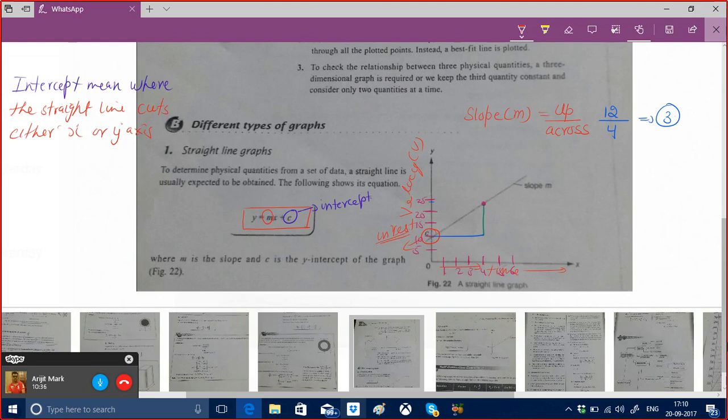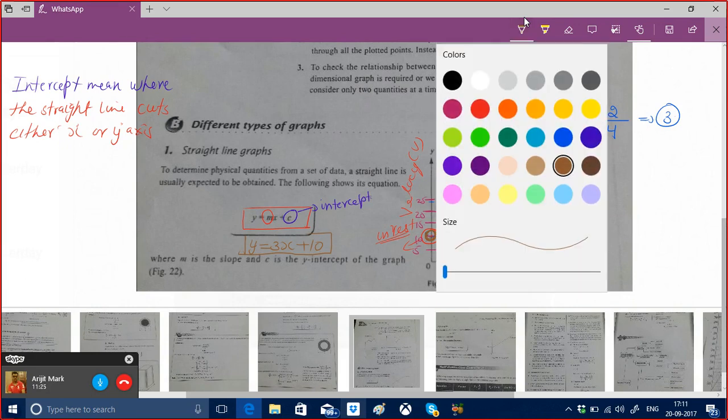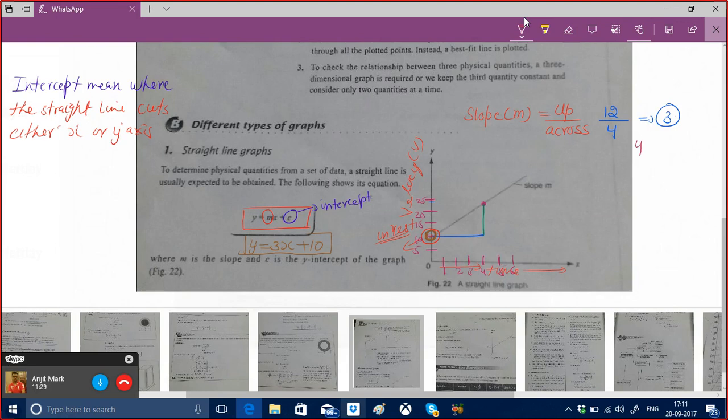So clearly you can see that this line is cutting the y-axis at 10. I am drawing that in a different color, the brown one. In that condition, the equation of the line will be y equals 3x plus 10. In this way you can understand the equation of a straight line graph. If any equation is given to you, suppose y equals 2x plus 5.